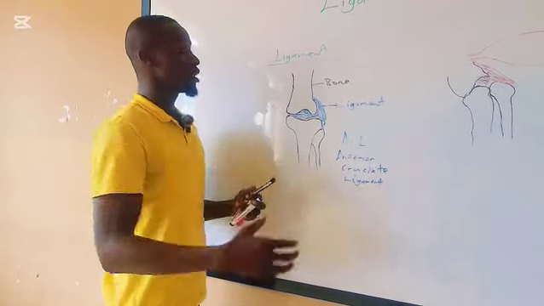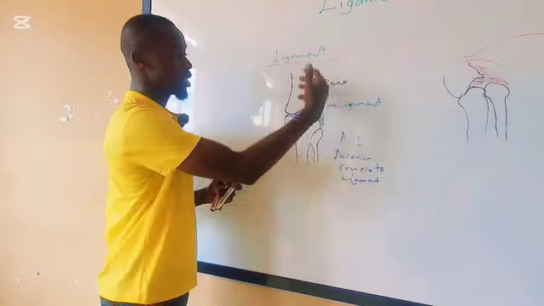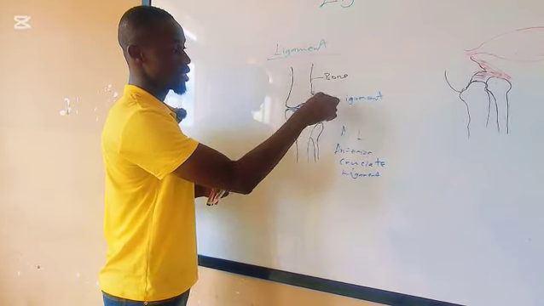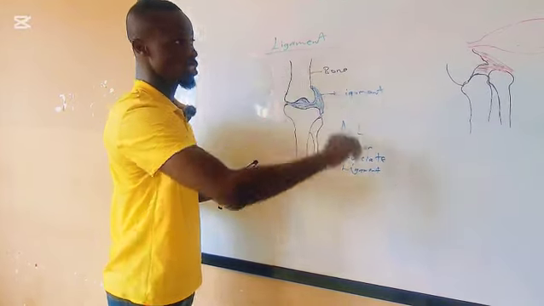So if you think of ligament, think of a connective tissue that connects bone together, and this bone here, you see that the ligament is this that stabilizes and connects the bones together.